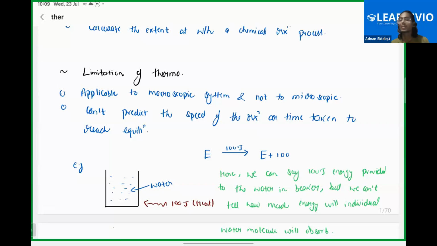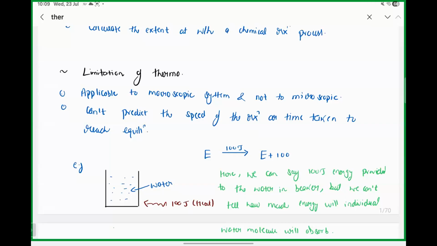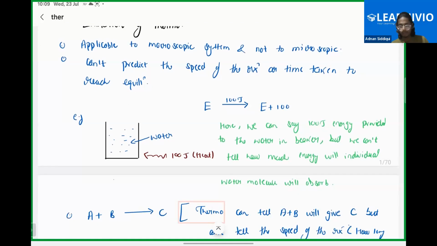So we have a special category of thermodynamics for that. We call that statistical thermodynamics. And that thermodynamics is pretty complicated, so you don't have to even think about it. You have your simple plain old thermodynamics.